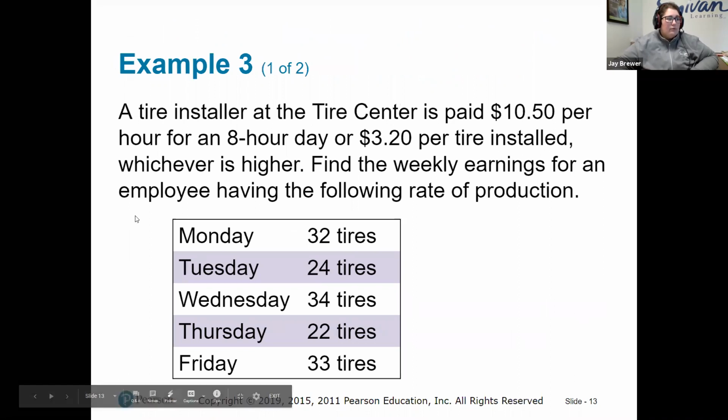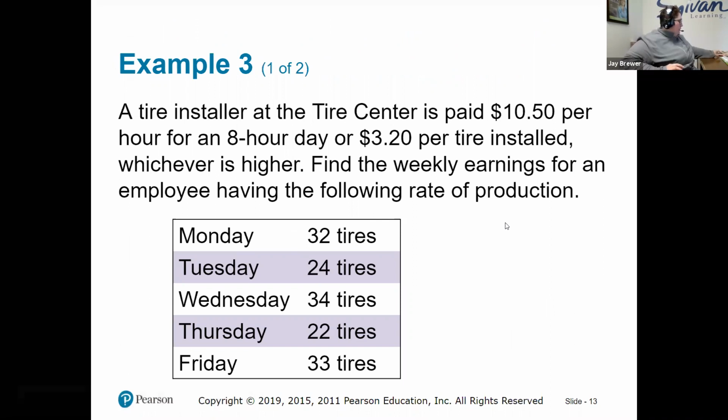All right, here's another example. Go ahead and take a look at it. Okay. So Monday, there are 32 tires, Tuesday, 24 tires, Wednesday, 34, Thursday 22, and Friday 33. So if the tire center is paid $10.50 per hour for an 8-hour day, or $3.20 per tire installed, whichever is higher, find the weekly earnings for an employee having the following production rate.